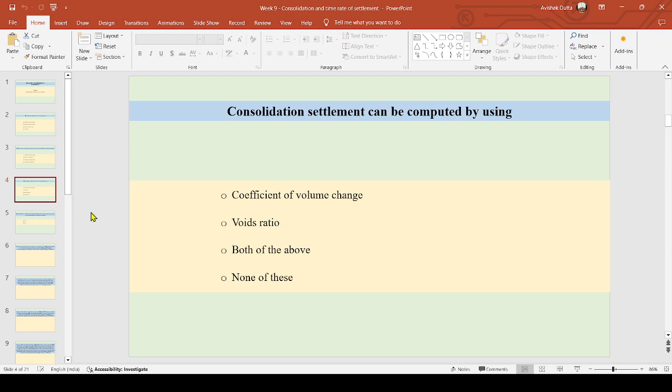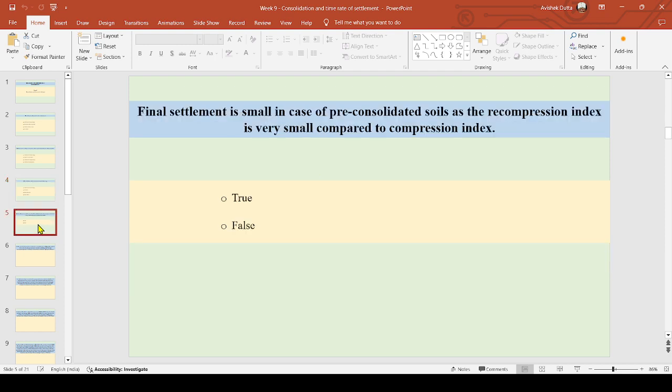Next question. It is a true false statement. Final settlement is small in case of pre-consolidated soils, as the recompression index is very small compared to the compression index. What are pre-consolidated soils? Soils which have been consolidated in the past to a certain degree of pressure to which they have been exposed in the present.